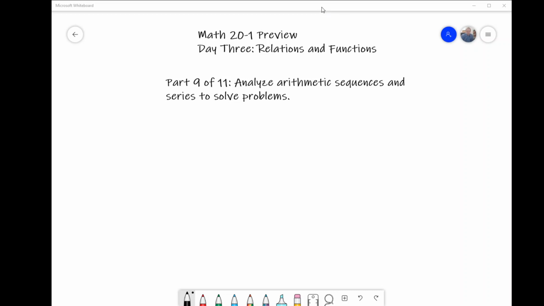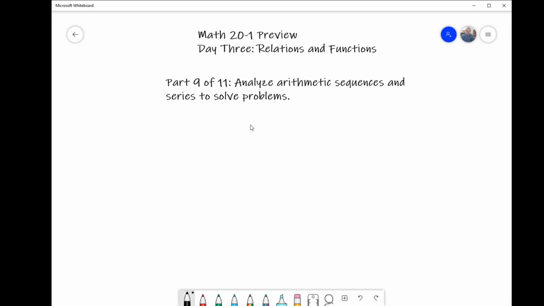In part 9 of 11, we are going to be analyzing arithmetic sequences and series to solve problems. So this part is wholly new. We have to figure out what an arithmetic sequence is and what a series is.